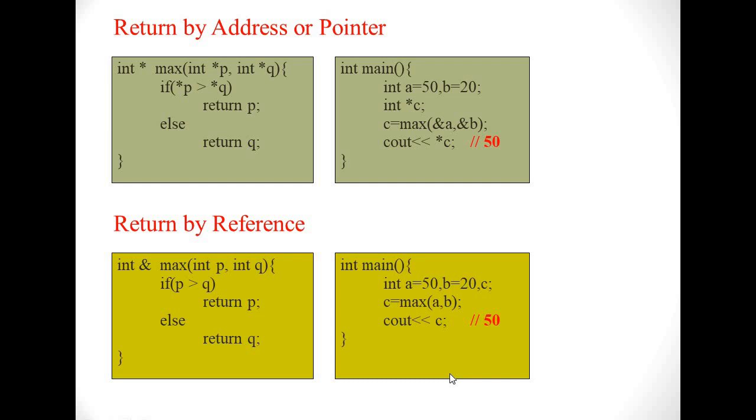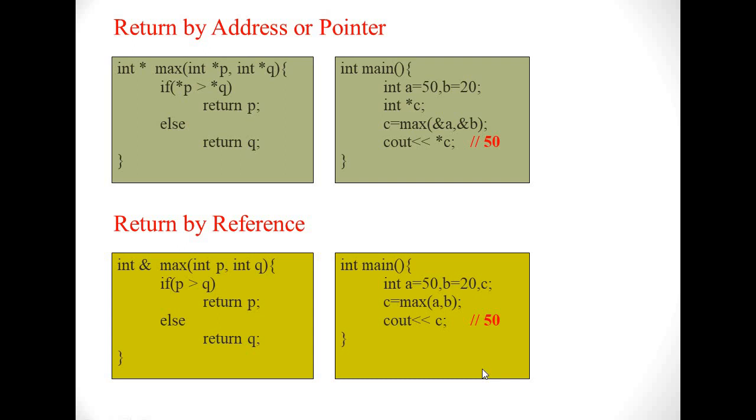And then return by address or pointer, we are just referring to the address, and wherever the address is holding, the value will be printed. Now a = 50 and b = 20. The address output will be stored in a pointer, and c holds max of address a and address b. The address of a will move to the pointer p, and the address of b to the pointer q. So 50 is greater than 20, condition checked. If the condition is true, return the p value. So the same 50 will be obtained.